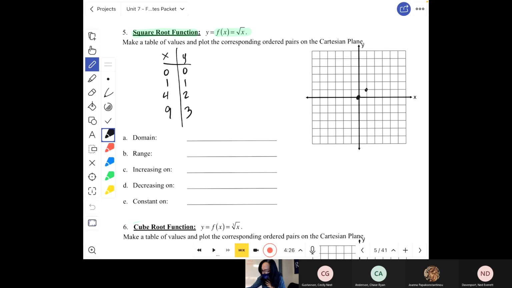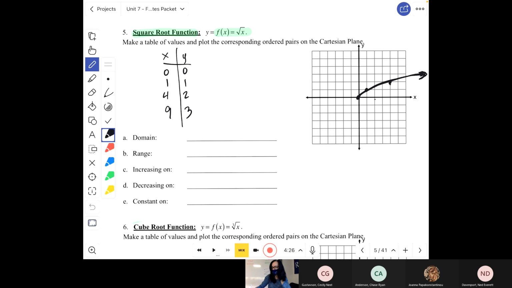Again, as we build these, there's going to become a time where you really have to be able to just do quick sketches of these without having to think too much about them. There's my parent square root function. It's beautiful. Let's talk about the domain.